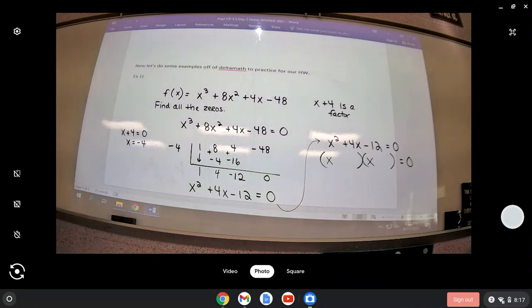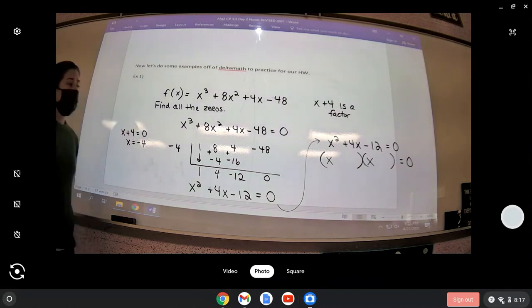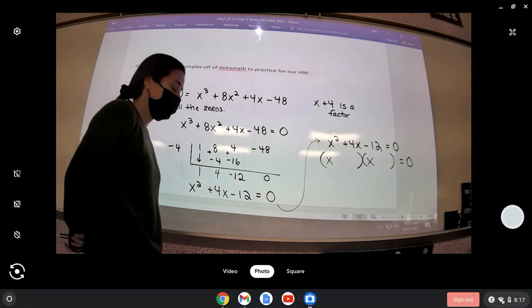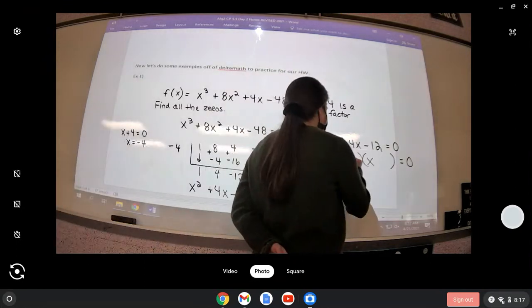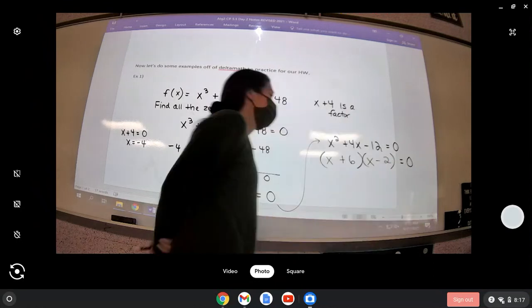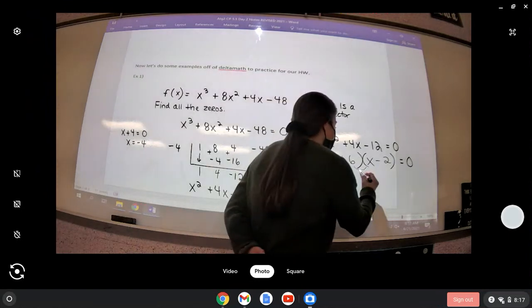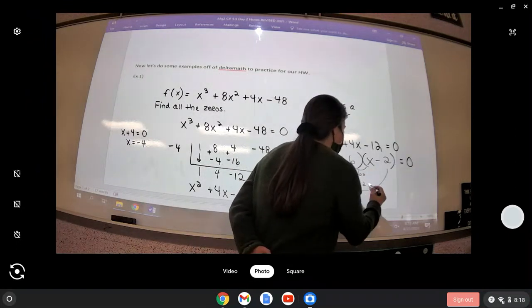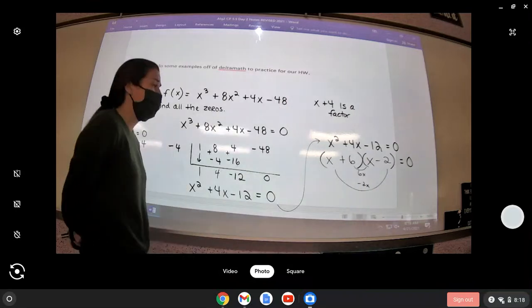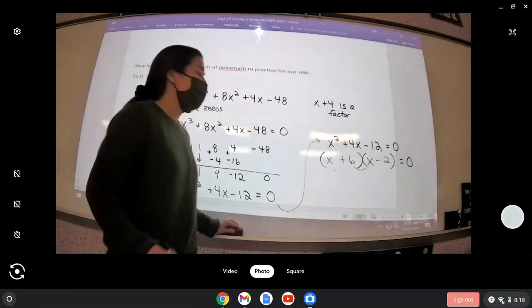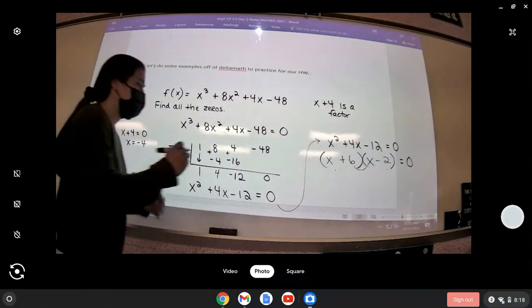And remember, if you have to multiply to a negative, you're going to need opposite signs. Somebody's got to be positive, somebody's got to be negative. If you use a positive 6 and a negative 2, that'll get you 6x's, and negative 2x's get you the positive 4x's that you need in the middle, and 6 and negative 2 multiply to negative 12. So now all you have to do is set your factors equal to 0 and solve.